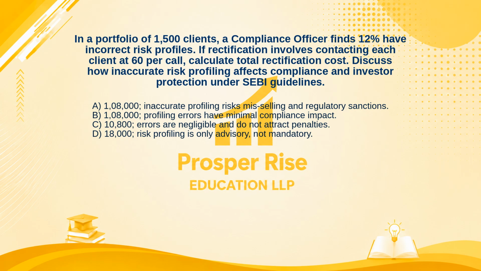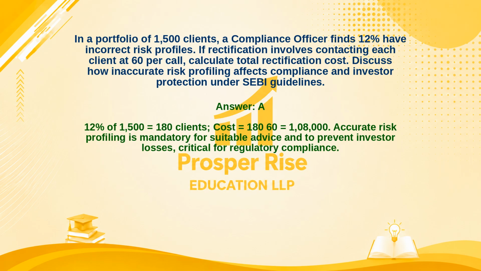The correct answer is Option A. Let's see why. 12% of 1,500 equals 180 clients. Cost equals 180 multiplied by 60 equals 1,08,000. Accurate risk profiling is mandatory for suitable advice and to prevent investor losses, critical for regulatory compliance.